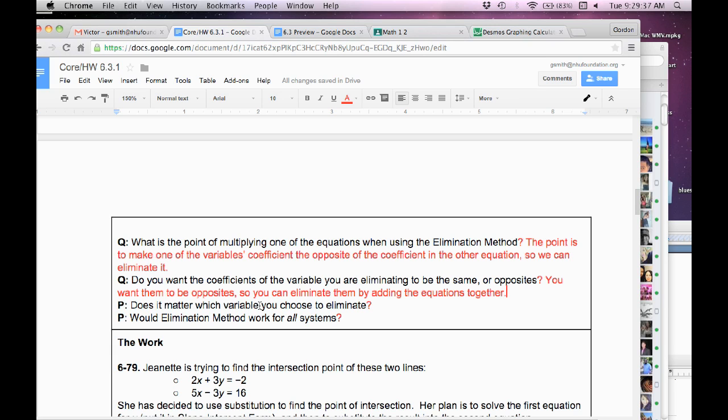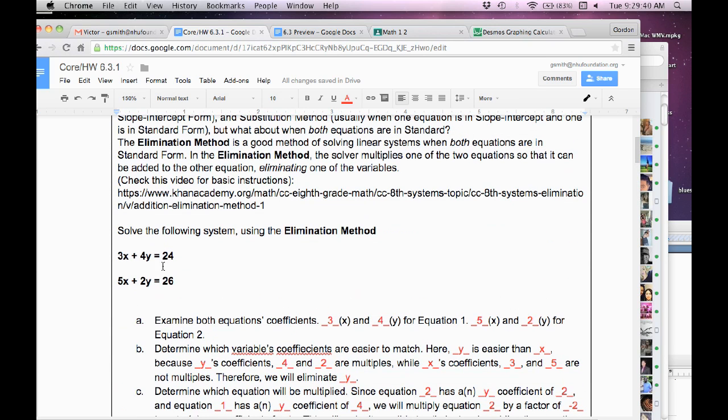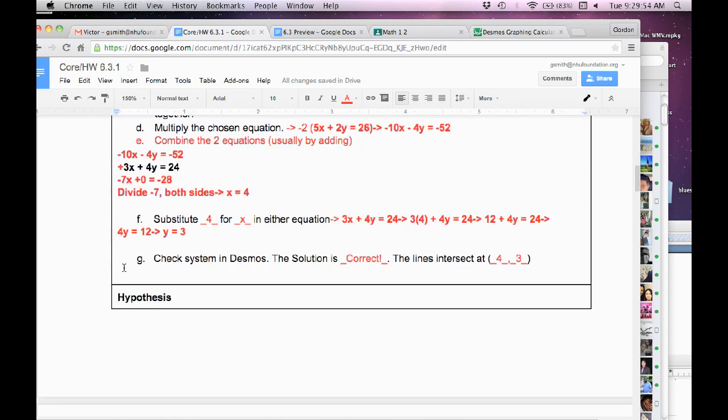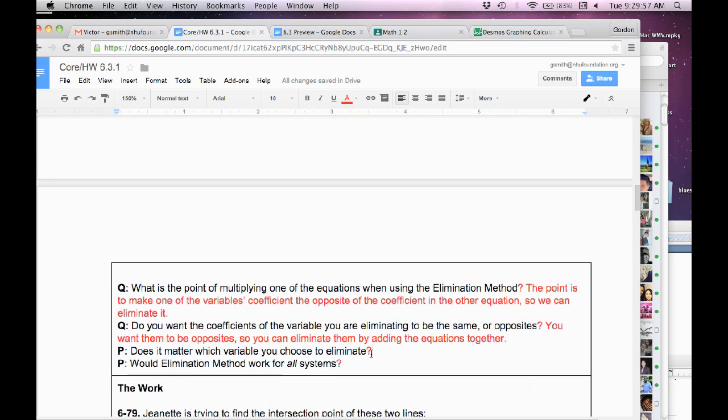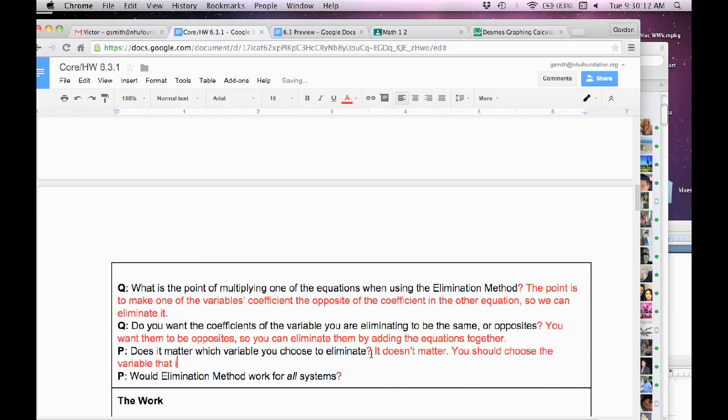Does it matter which variable you choose to eliminate? So let's go back to this one here. Does it matter? Could I do x or y? Yeah, you can always eliminate either one. We just chose y because it's easier, because the 2 could multiply into -4 and cancel against the 4. With the 3 and the 5, it would be harder, but it doesn't matter. You can eliminate either one, but you should choose the variable that is easier. And that will take care of that.